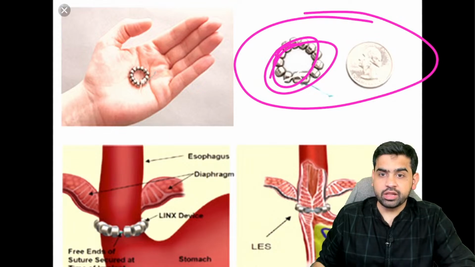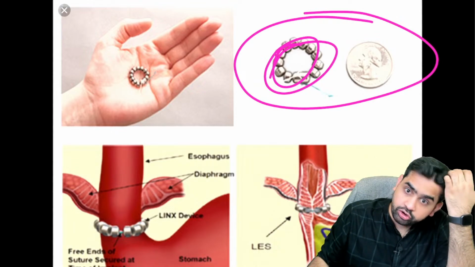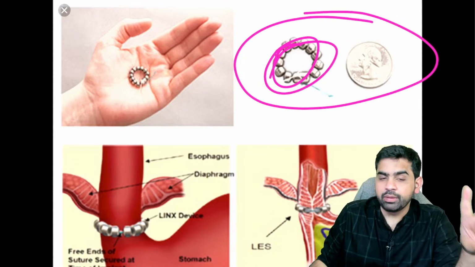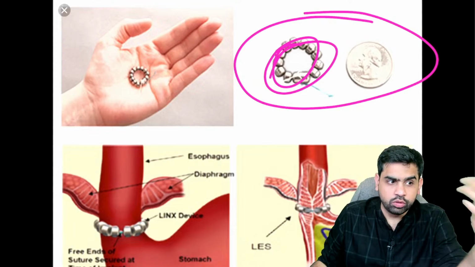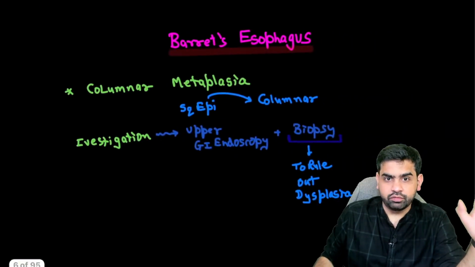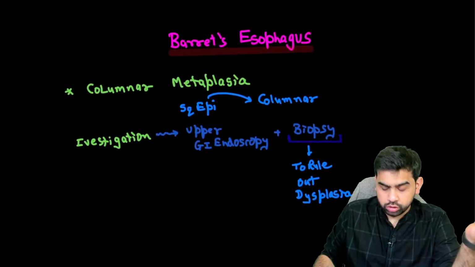So the magnetic beads can be used. The image has been introduced into your book. So this particular image can be asked. Just remember, this is used for the management of the GERD. That's all fine. Now the Barrett's esophagus we just talked about.